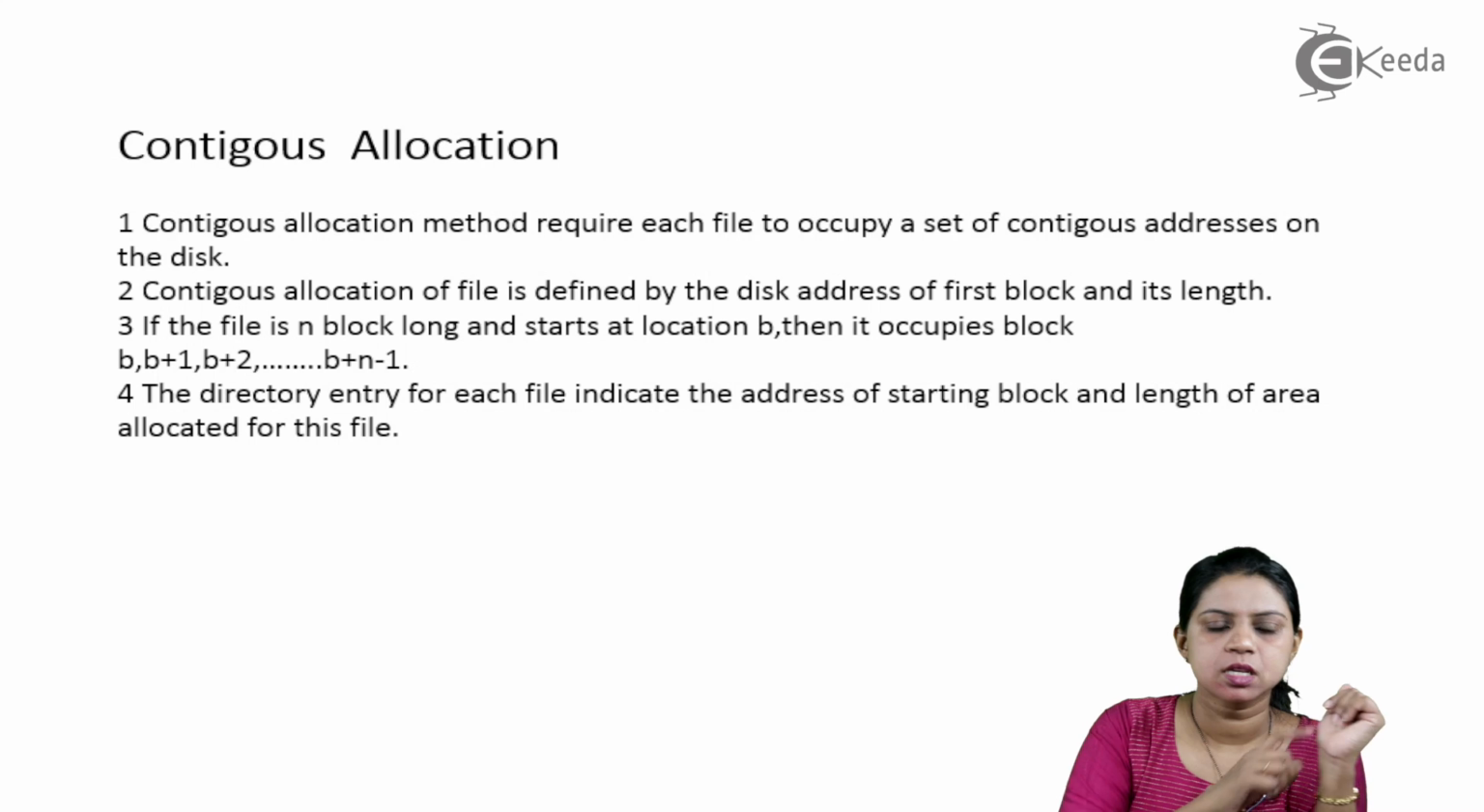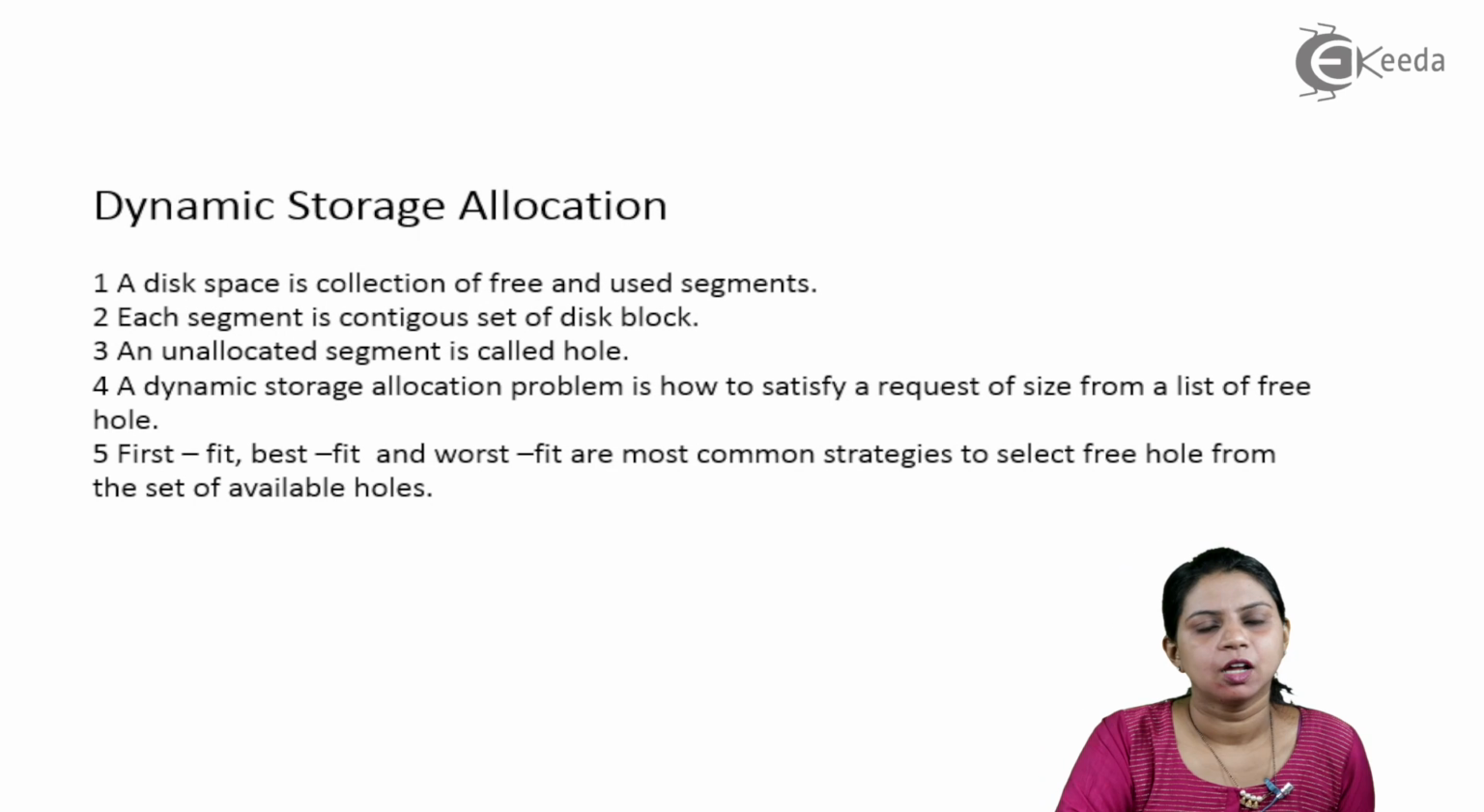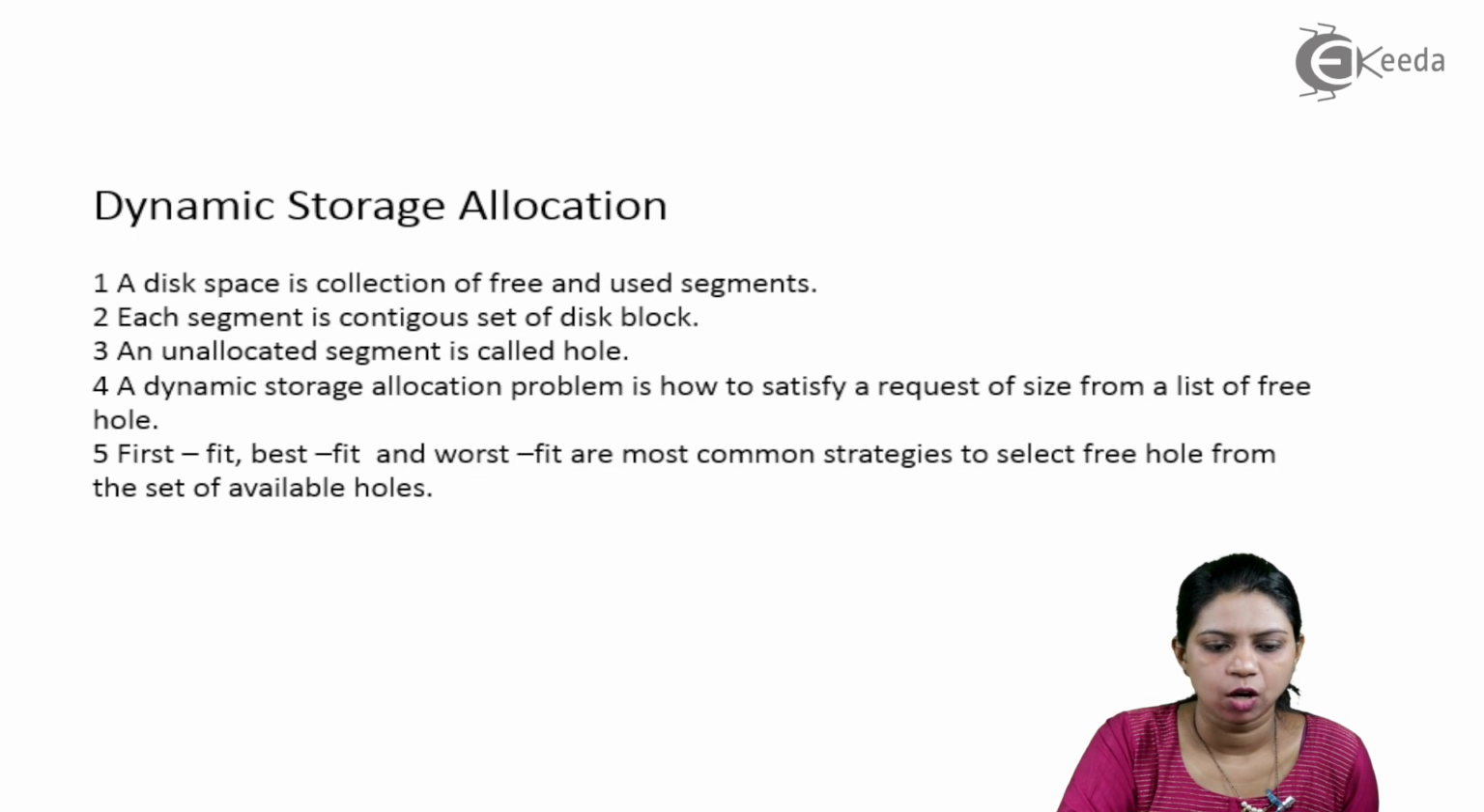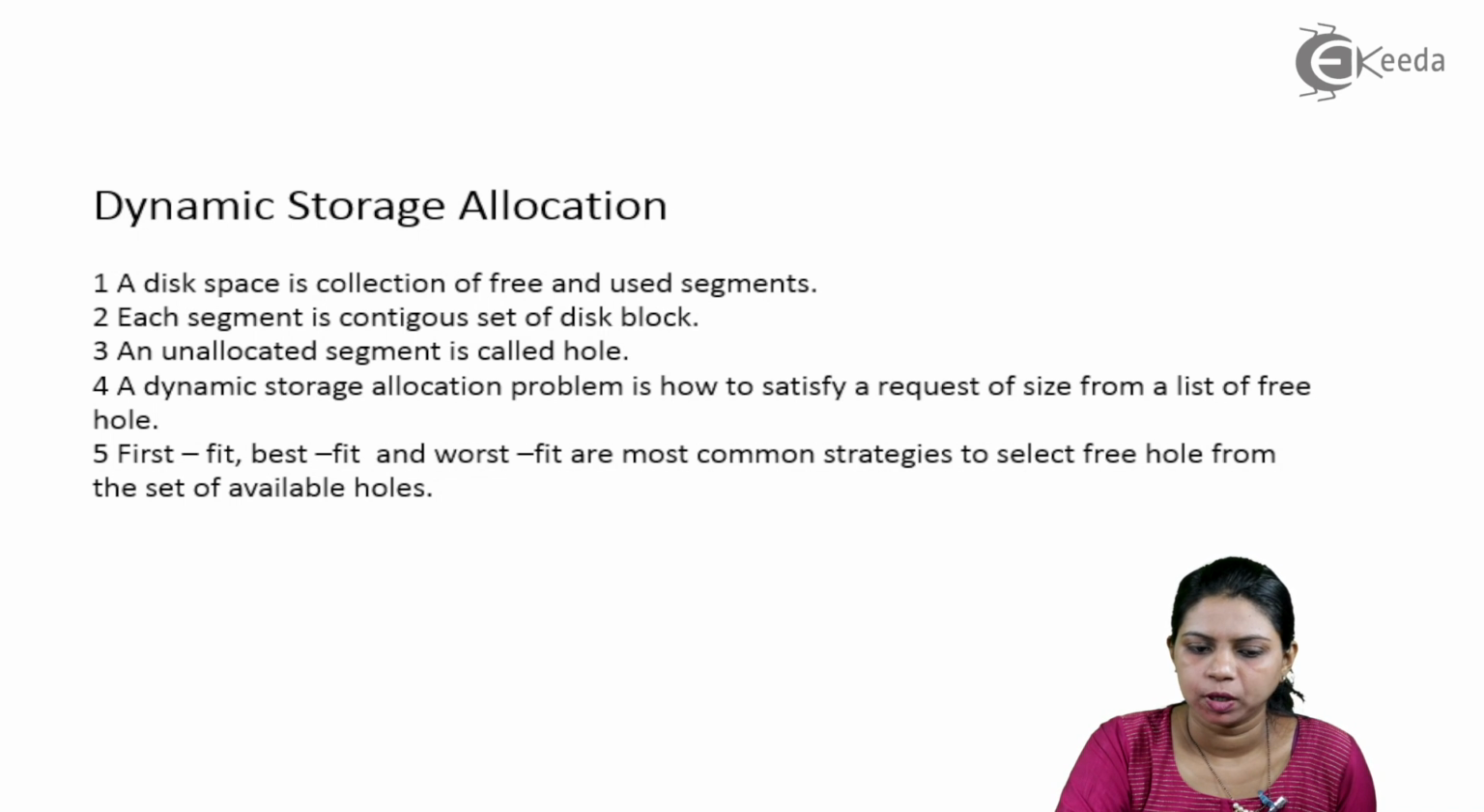Next thing is dynamic storage allocation. A disk space is a collection of free and used segments. Each segment is a contiguous set of disk blocks. An unallocated segment is called a hole. The dynamic storage allocation problem is how to satisfy a request of a given size from a list of free holes. There are three techniques used: first fit, best fit, and worst fit.